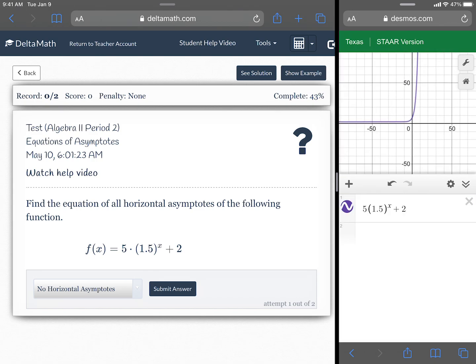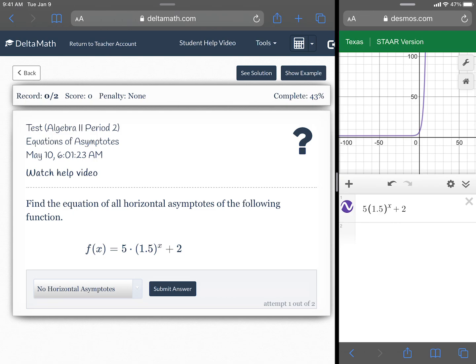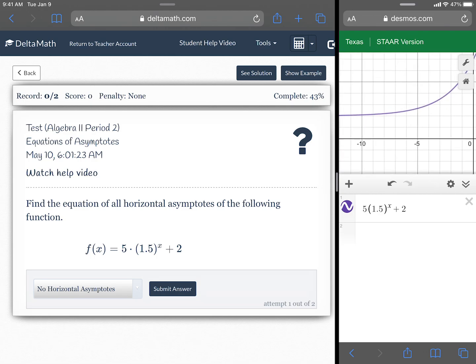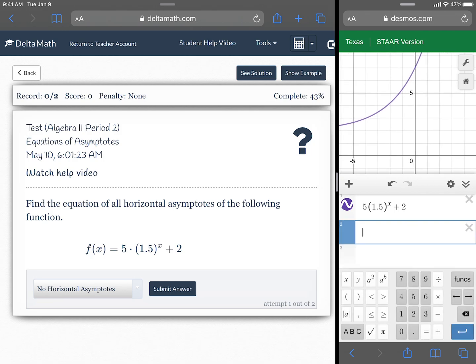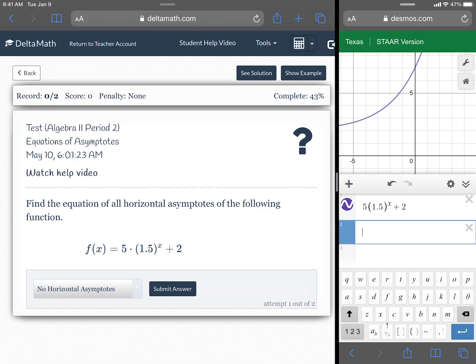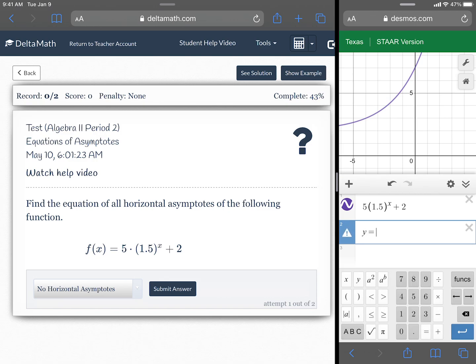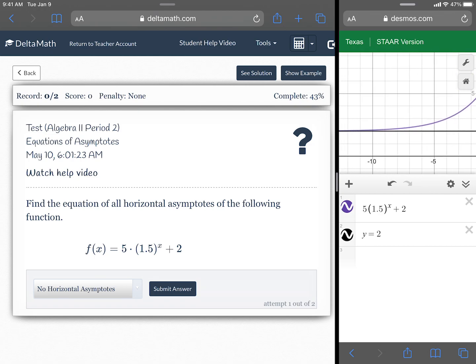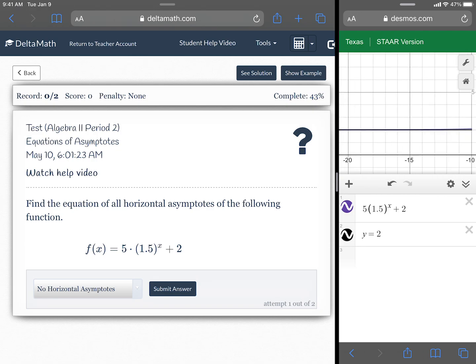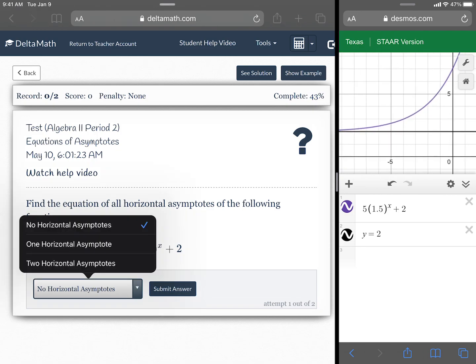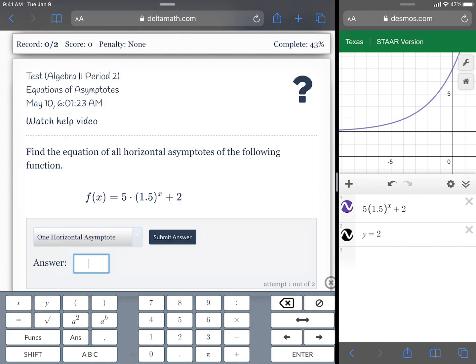So let's take a look at this thing. Remember here, horizontal means left and right. If I really zoom in here, what's actually happening is that I have a horizontal asymptote at y equals 2. You see this graph keeps getting closer and closer to that 2, but it never goes under it. That's what a horizontal asymptote is. So there is one horizontal asymptote, and it's a horizontal line at y equals 2.